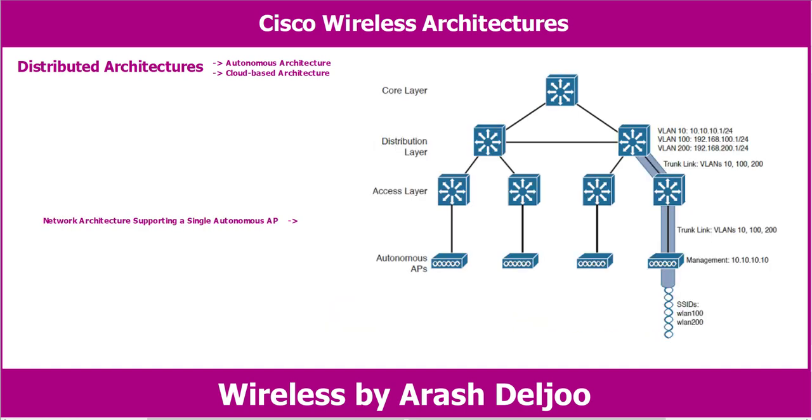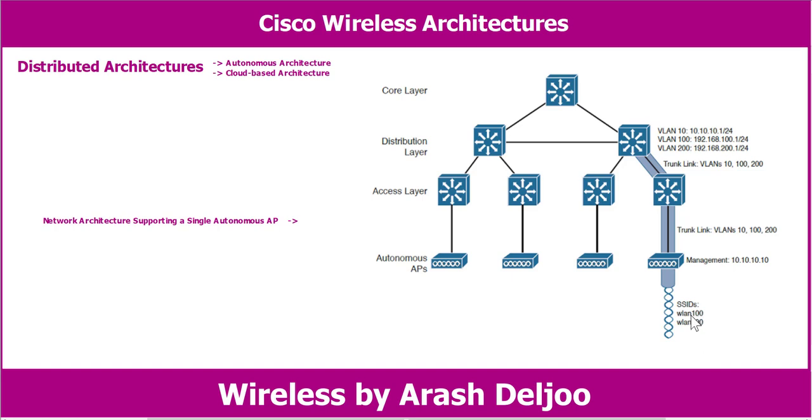What exactly does an autonomous AP need to become a part of the network? Refer to this figure, which focuses on just one AP and its connections. The wireless network consists of two SSIDs, WLAN 100 and WLAN 200. These correspond to wired VLANs 100 and 200 respectively. The VLANs must be trunked from the distribution layer switch, where routing commonly takes place, to the access layer, where they are extended further over a trunk link to the AP.